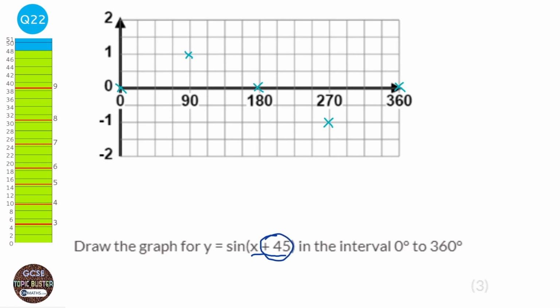So each of these points we're going to move to the left by 45 degrees. So instead of at 90, this is now going to be at 45, and each of these are just going to move left 45 degrees. Now 45 degrees is 2 squares, so it's just 2 squares worth of moving left. And so we get a really horrible start to this because we don't really know where it's going to start. It's going to start somewhere there. And then we've got a nice U shape, and then down to here.